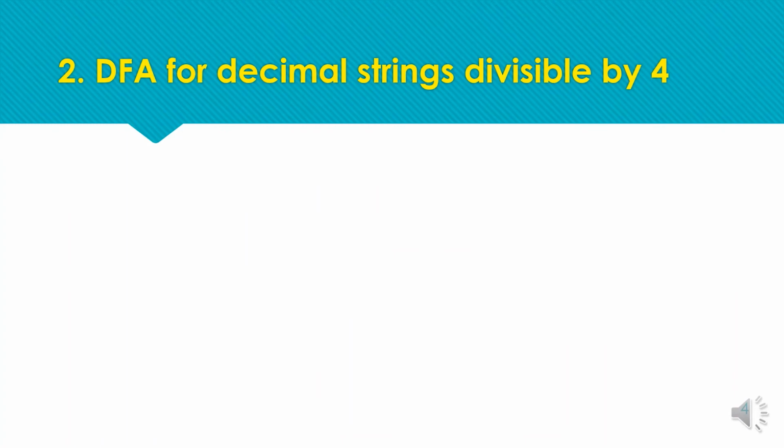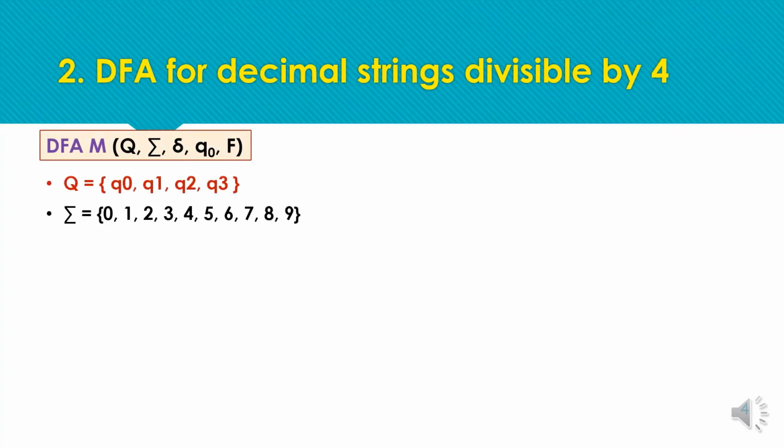Coming to the second example, for decimal string divisible by 4, this example is also same as the earlier example, and we need to do no special trick for this. The trick will be same. Now the input symbols are same, but now we are having one extra state, as while we are working with divisibility by 4, any string divided by 4, we are going to have 4 possible remainders, Q0, Q1, Q2 and Q3, means remainders are 0, 1, 2 and 3, and we have to mark the dedicated state for each remainder. So Q0 is the state for remainder 0, Q1 is the state for remainder 1, Q2 is the state for remainder 2, and Q3 is the state for remainder 3.